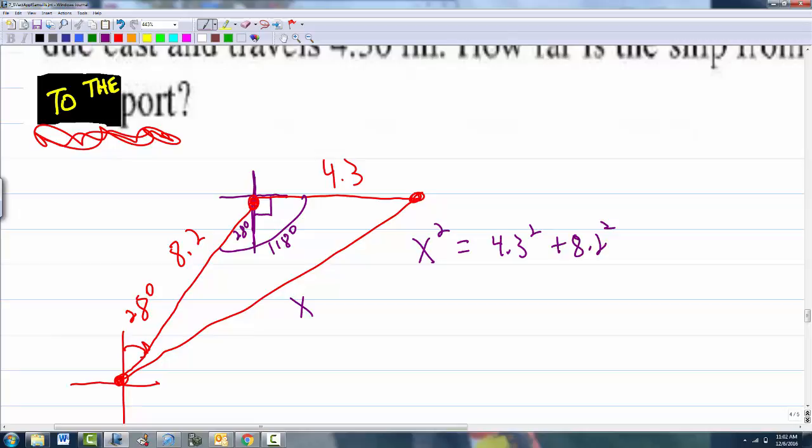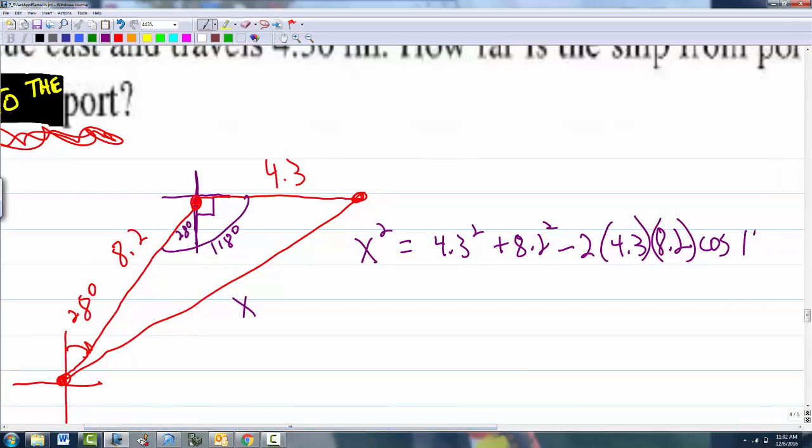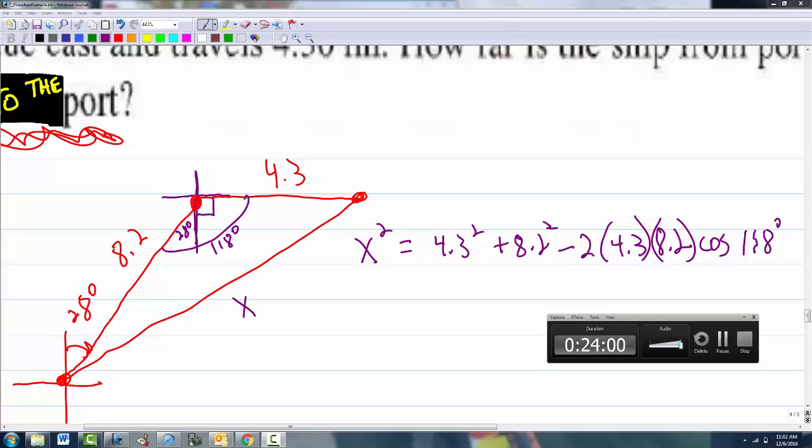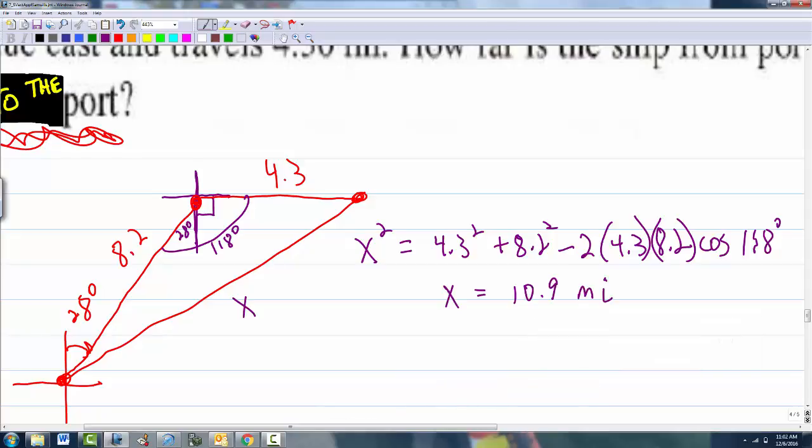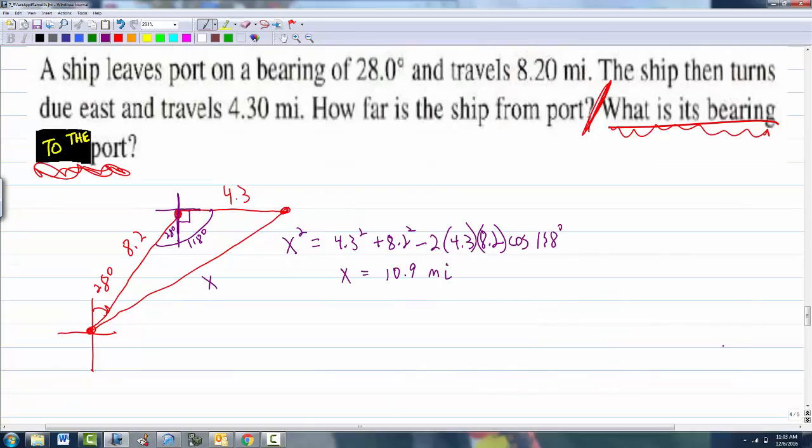Isn't this pathetic, YouTube? Minus 2 times 4.3 times 8.2 times cosine 118. I'll wait for somebody to actually calculate. Does anyone agree with that? 10.9 miles? Yeah.